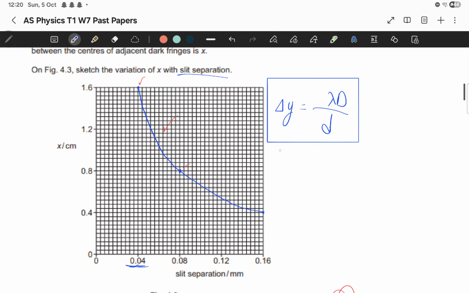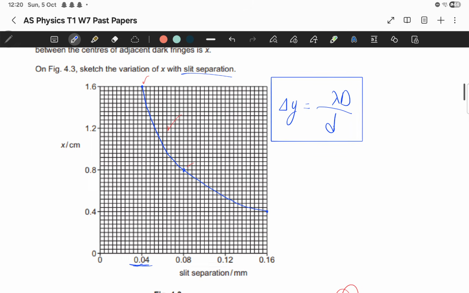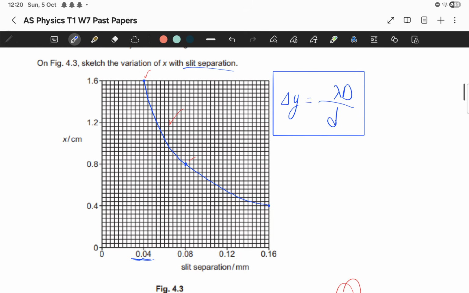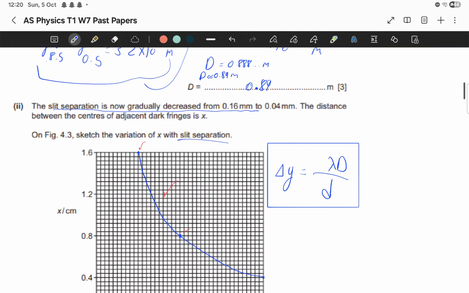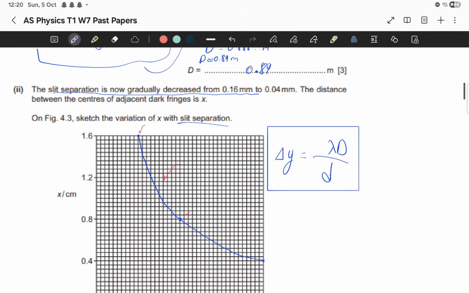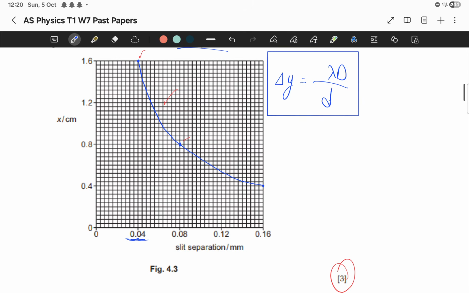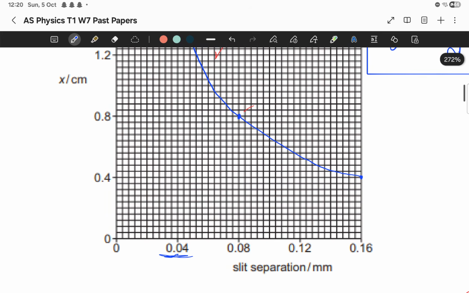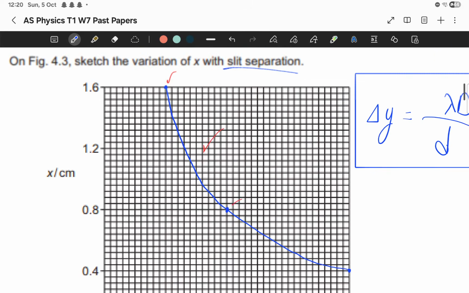You can always just plug in values, right? So 0.04. Now we have lambda, we have d. So lambda is, what was it? 7.2 times 10 to the power of negative 7 times 0.89, over 0.04 times 10 to the power of negative 3. Okay, you get 0.16, whatever. You multiply it by 10 to the power of 2, because again, our value on the calculator right now is in meters, but you want it in centimeters. So times 10 to the power of 2 gives me 1.602. So 0.04, 1.6.